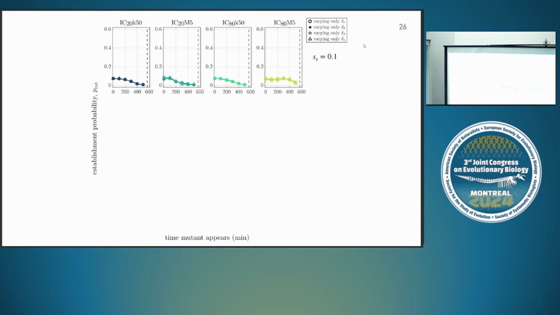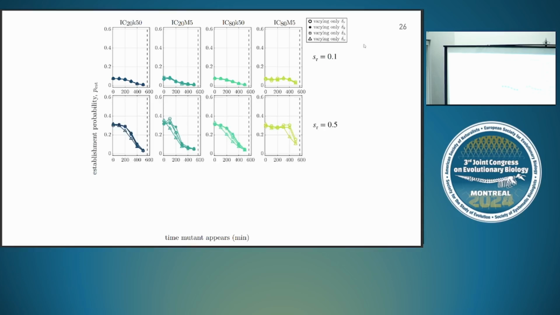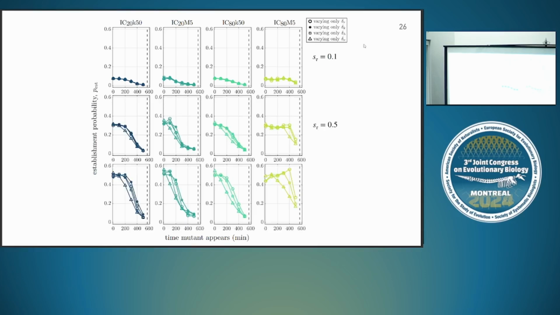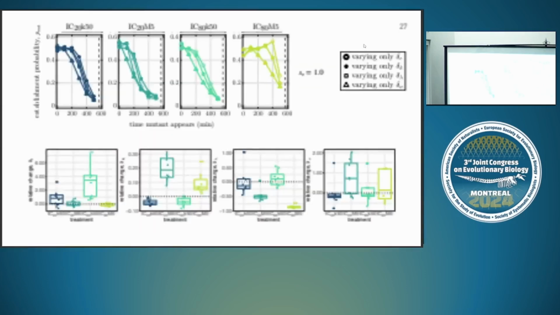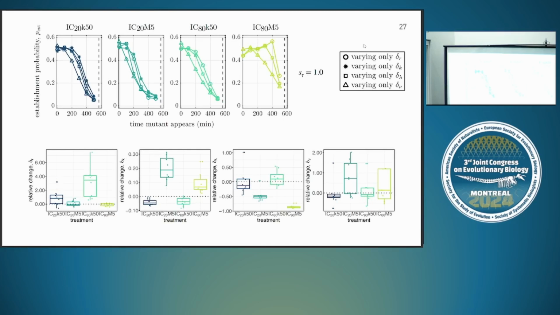So this is what we obtain. The different symbols here represent the different trait variations. So this is for a very low selection coefficient, and as you can see there is not much difference between the different outcomes when we change the different traits. But as we increase the selection coefficient, we start to see more differences. And well, I'm going to skip some details here, but just to say that in general, we see a good correlation between those traits that have a higher establishment probability compared to those that are better adapted in the experiments.